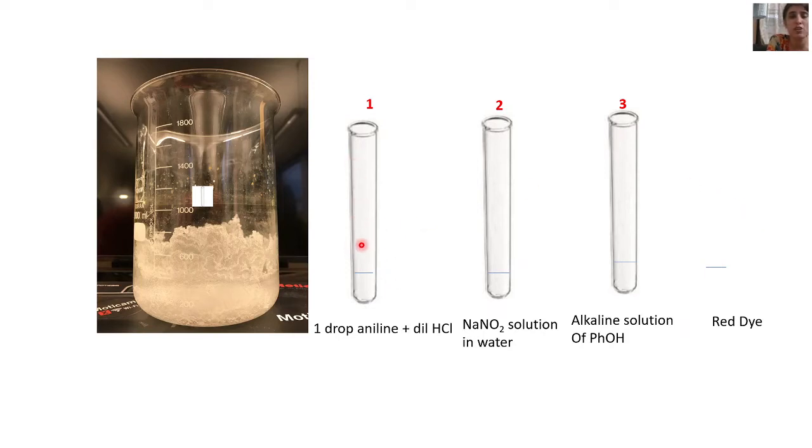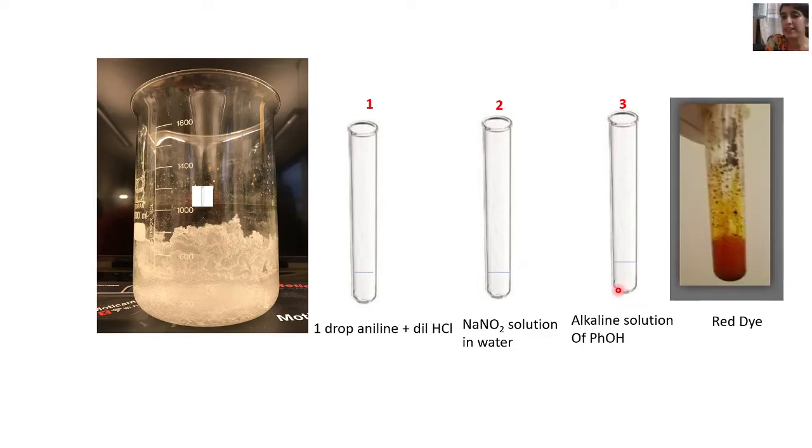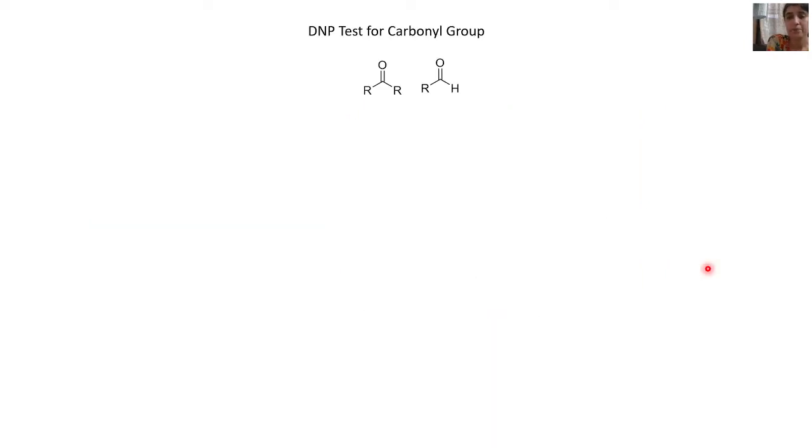After diazotization in test tube 1, we add the whole mixture of 1, that is the diazotized solution of aniline, to test tube 3, that is the alkaline solution of the beta-naphthol, and in this case we will see the red dye like this over there, and this confirms the presence of phenolic OH group in my sample.